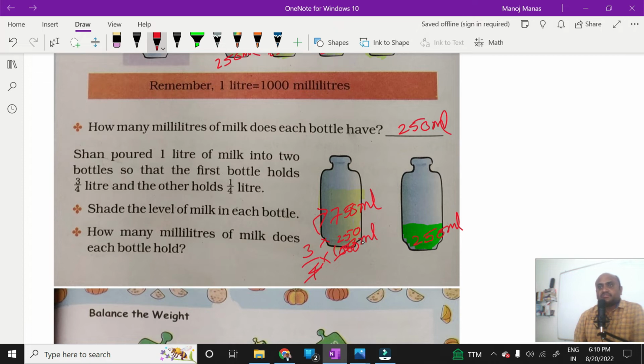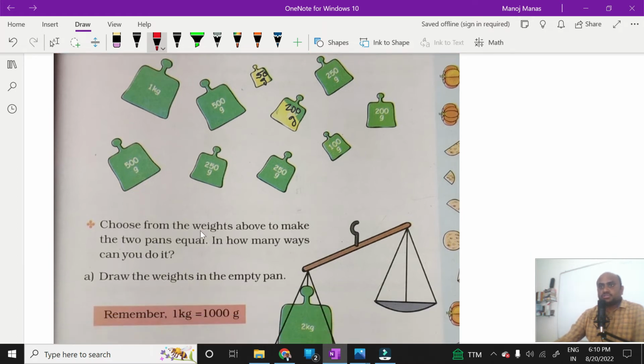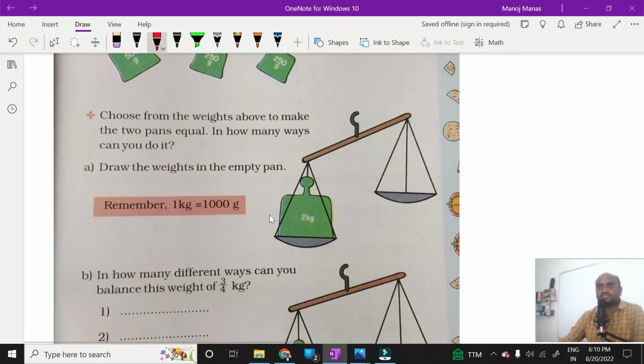How many milliliters of milk does each bottle hold? So we wrote 750 ml and 250 ml. Next one is balance the weight. So many different weights you can see here, right? 1 kg, 500 grams, 500 grams, 250 grams, 50 grams, 100 grams, 250, and so on. Choose from the weights above to make these two pans equal. In how many ways can you do it? Draw the weights in the empty pan.